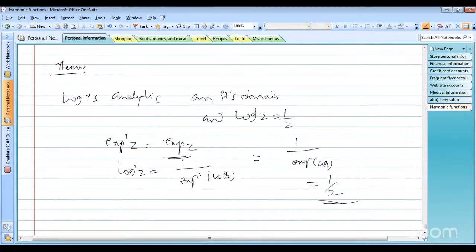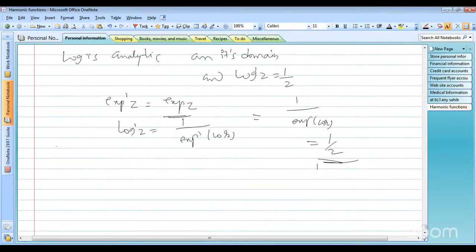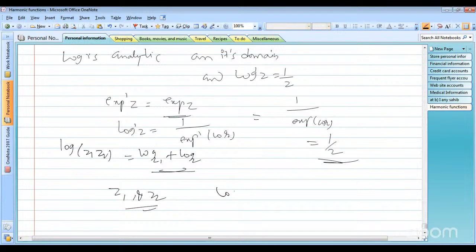As in the case of the real logarithm, Log does not have the property here. In the real case, log of z1 z2 is equal to log z1 plus log z2; multiplication becomes addition. But here, although z1 and z2 are both in the domain, Log z1 z2 may not equal Log z1 plus Log z2 in general.